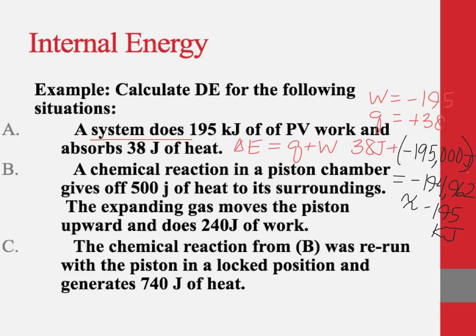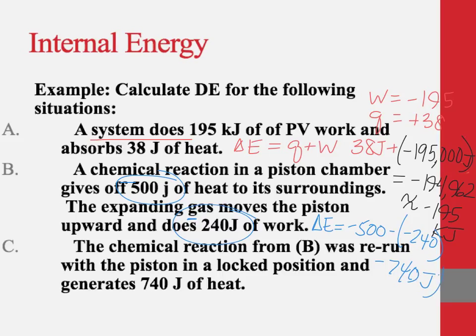A chemical reaction in a piston chamber gives off 500 joules of heat to its surroundings. So you know right away that this is going to be negative. The expanding gas moves the piston upward. So the piston's moving up. It's part of the surroundings, so it's going out. So this is also going to be negative. So if I write my equation, I've got delta E equals negative 500 minus 240. And these were both joules, so it's simply going to be negative 740 joules, not kilojoules, because they were both in joules. Pay attention to the units.